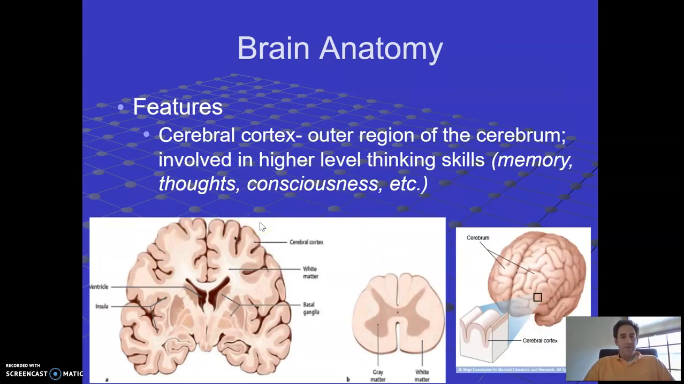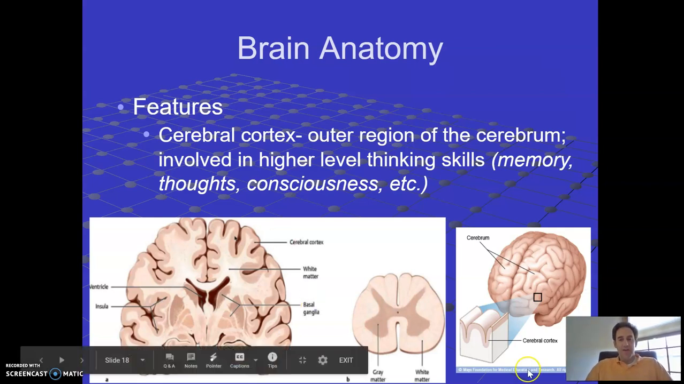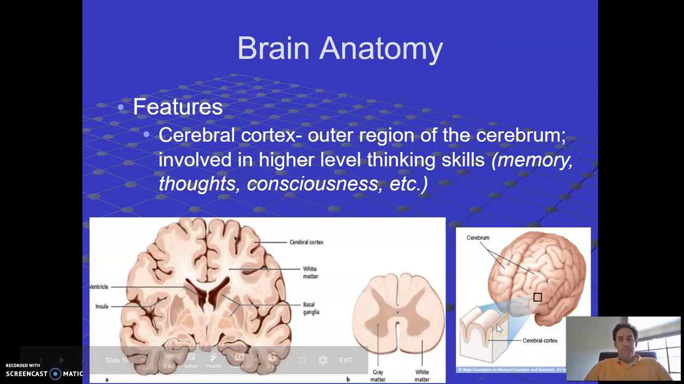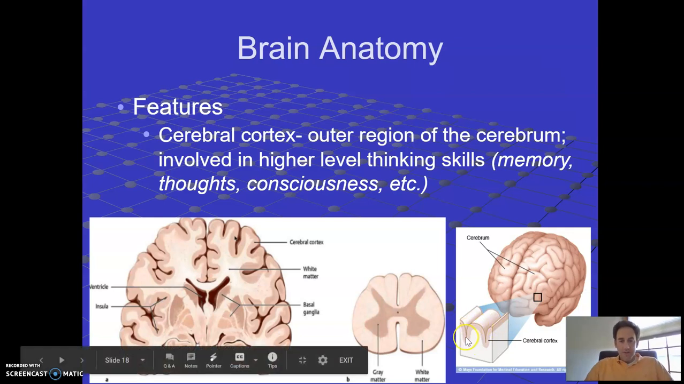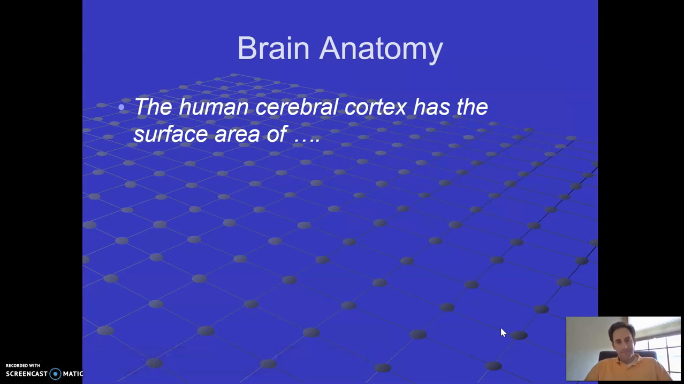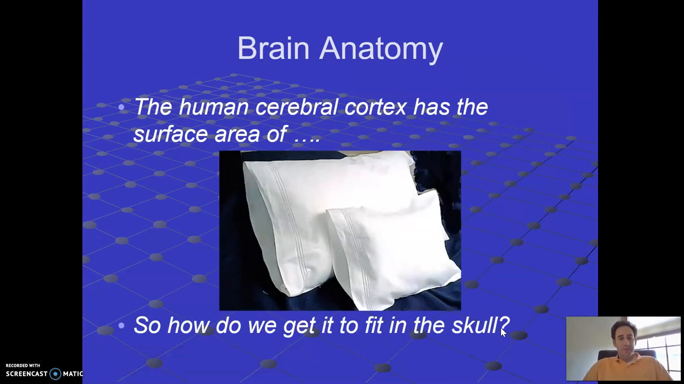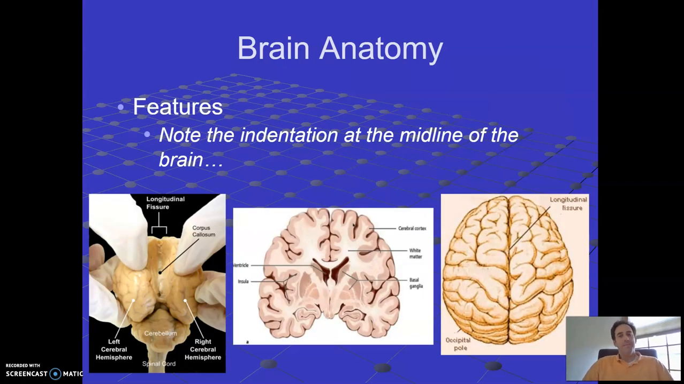That gray matter has a special name. It's called the cerebral cortex. So this is the area that's involved in higher level thinking skills, memory, thoughts, consciousness, that sort of thing. Again, this outer layer of gray matter, the cerebral cortex. And so again, the wrinkles, the gyri and sulci, create more surface area for that material. In fact, there's so much surface area that it's about the size of a pillow. And so again, to get it in the skull, all those wrinkles help make it fit in there.